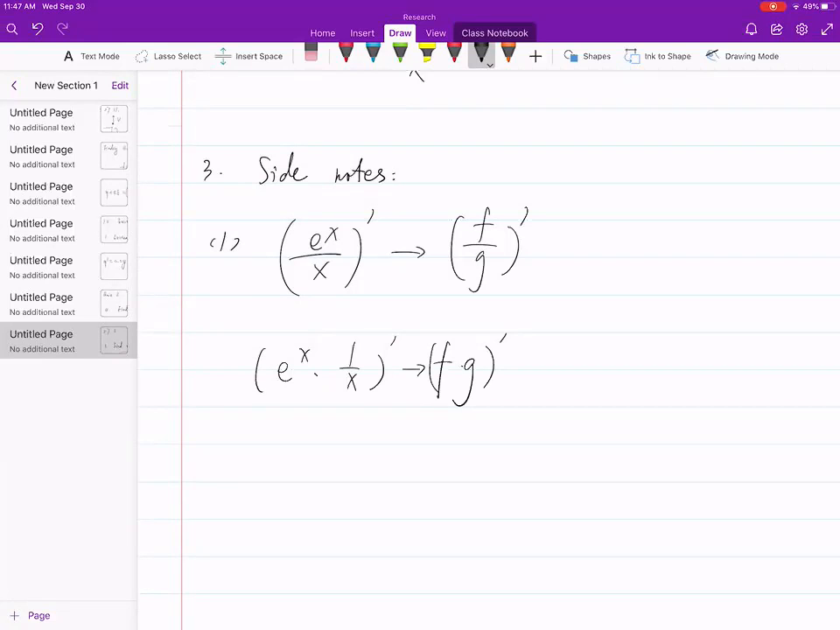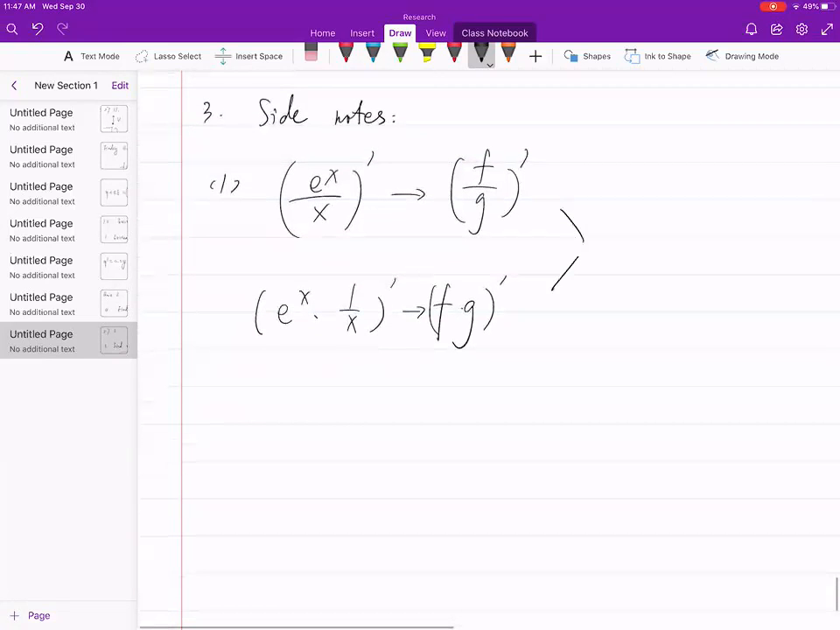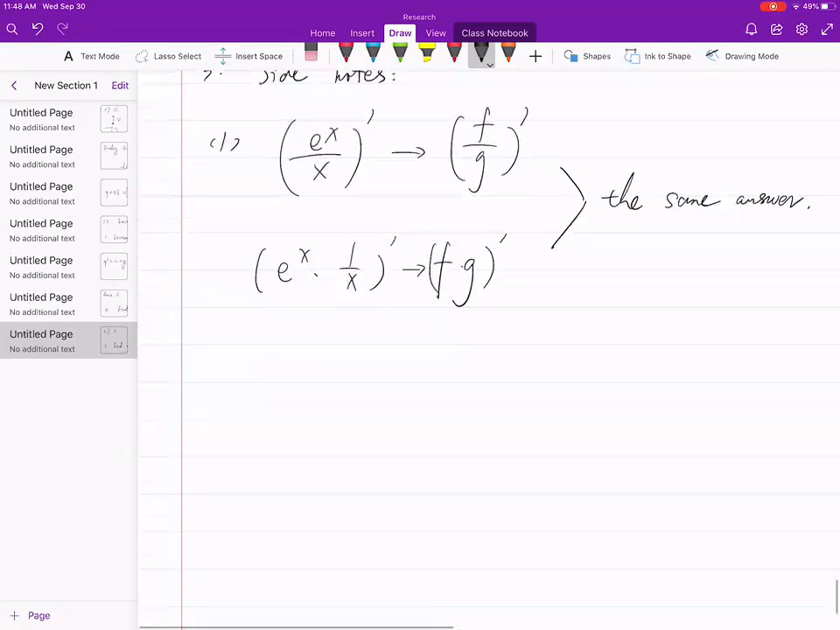Sounds good? Every time you see a quotient, you can always change it to be a product. Just times the reciprocal. They gave you the same answer, which you should be confident about. The only trouble you may have is, let's do this one. In the product rule.